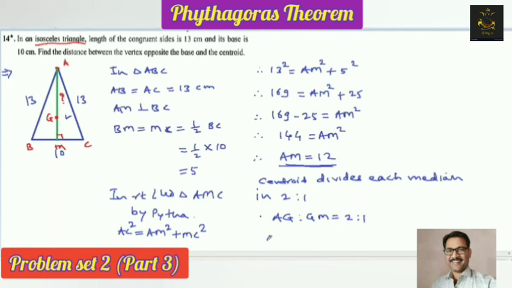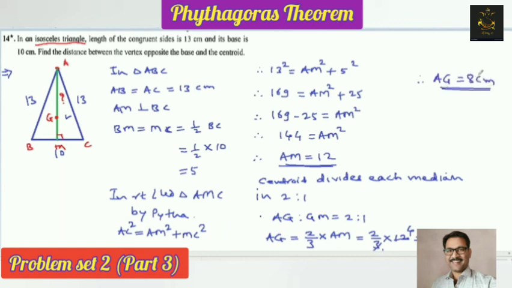We need AG only. So AG is equal to 2/3, because in all this is 2 and this is 1, means this is 3 parts here. Out of 3 parts, AG is 2 parts. So 2/3 of full AM. And that AM we just know is 12, so 2/3 into 12. 3 fours are 12, so here it is 8 centimeter. Therefore AG is equal to 8 centimeter.